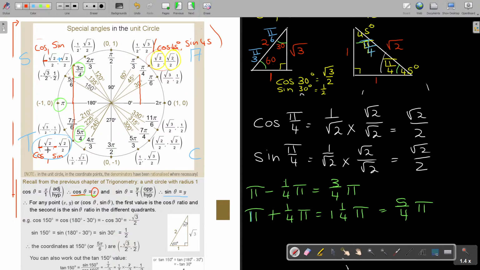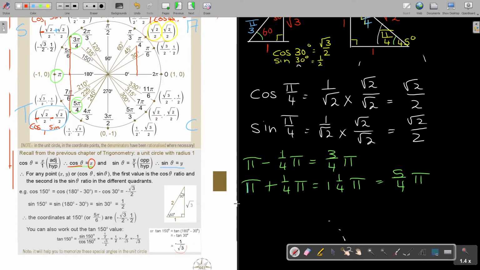Okay, and then for this one, we're going to work with the 2 pi: 2 pi minus pi over 4, or a quarter pi. And now, what will that be? 1 3/4. Do you agree? And if I make it improper, it's going to be 7 over 4 pi. So where is it? There. Do you see? And can I show you again? If you go up, there are my values. Exactly the same.